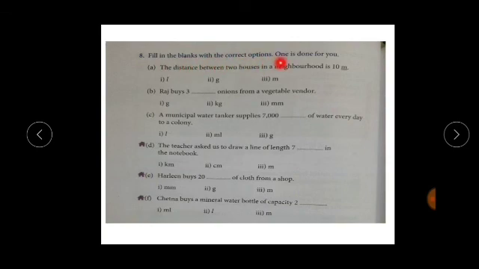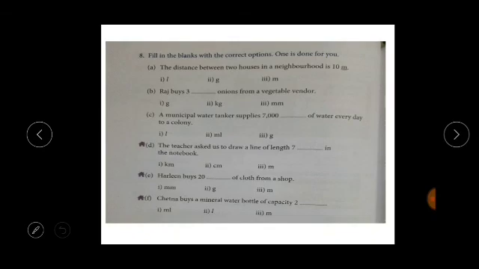Fill in the blanks with the correct option, one is done for you. The distance between two houses in the neighborhood is 10 meter. Distance is always measured in units of length; we use the unit of length to measure length. Okay, next.